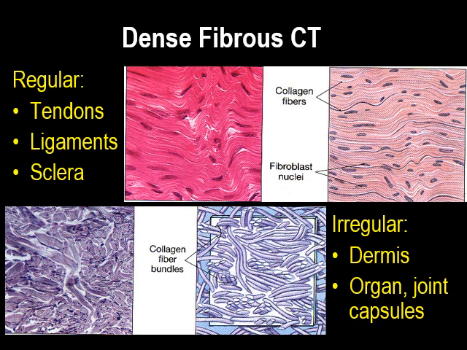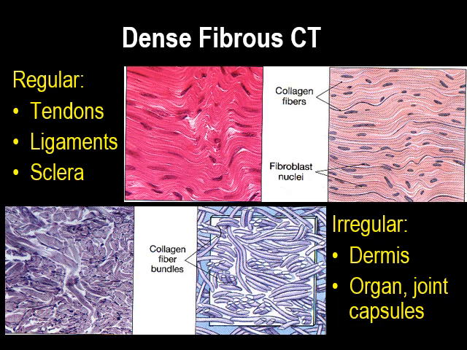We find regularly arranged dense fibrous connective tissue making up the tendons that anchor muscles to bones and ligaments that anchor bones to bones, and also within the sclera, or the white of the eye.